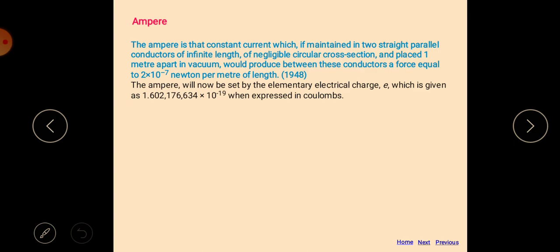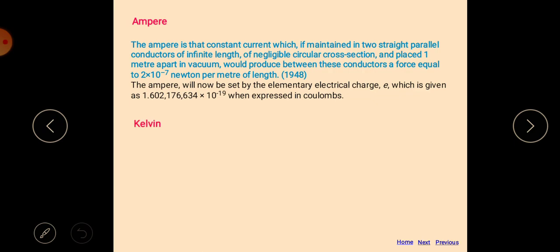And for charge to be 1 coulomb, 6.25 into 10 raised to power 18 electrons should pass through the cross section. So in terms of electric charge, it may be defined as: when 6.25 into 10 raised to power 18 electrons cross a cross section of wire in 1 second, then the current flowing in the wire is 1 ampere.